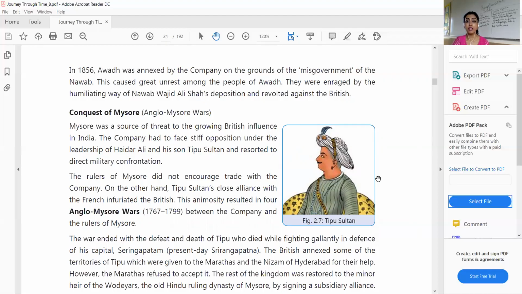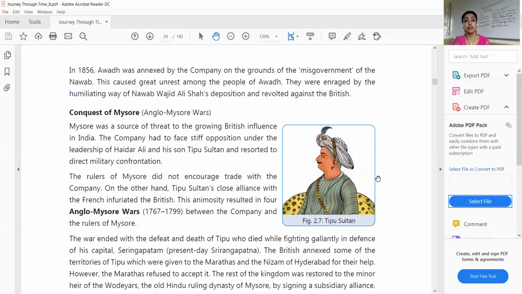But on the other hand, Tipu Sultan was having a close relationship with the French. The rulers of Mysore were not agreeing to have trade activities with the British, but Tipu Sultan had a close friendship with the French. And this was like an insult for the British. You're not having a trade relationship with us, but you are having a good relationship with the French.